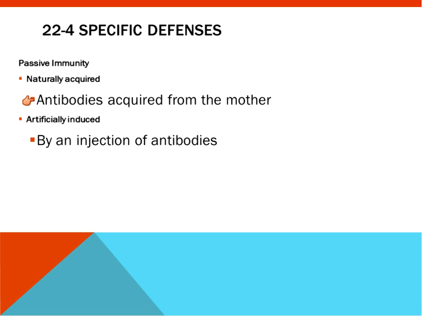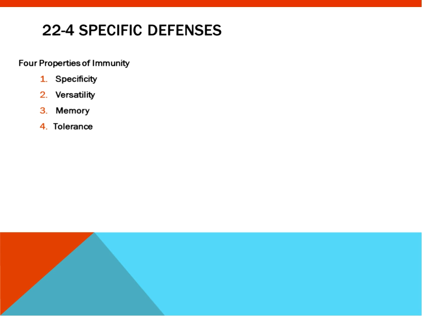For passive immunity, naturally acquired means we get it from the mother via the placenta or via the breast milk. And artificially induced means, for example, maybe you contracted rabies, and one of the treatments for that is to get antibodies from horse or rabbit serum, and they inject those antibodies into you.